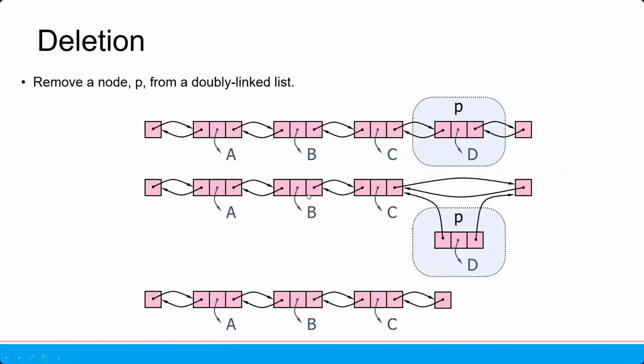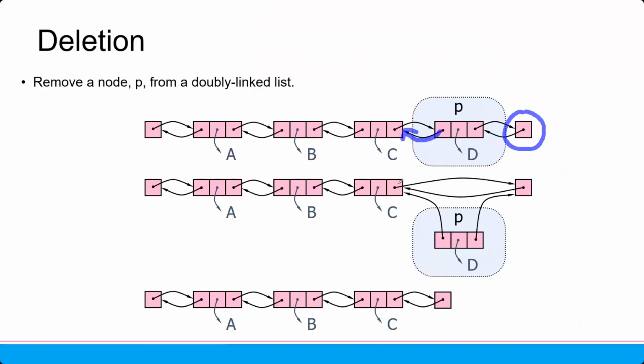What about deletion or removal? We want to remove a node P. So we want to remove P from a doubly linked list. Then when we want to remove, this is a trailer node. The trailer node is the last node. If we want to remove this one, we will check what is the previous one. The previous node is T.